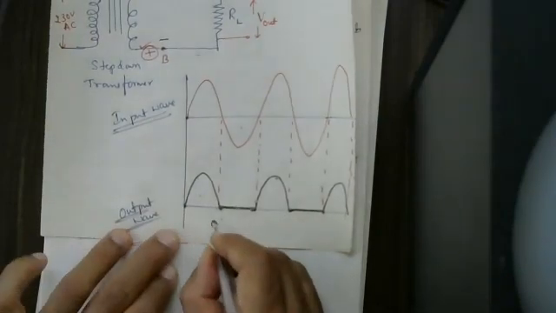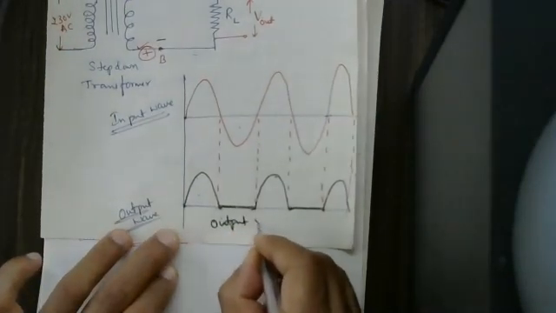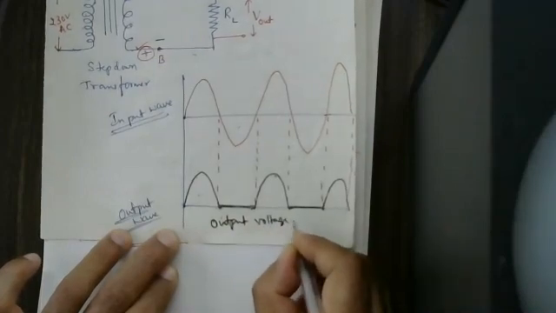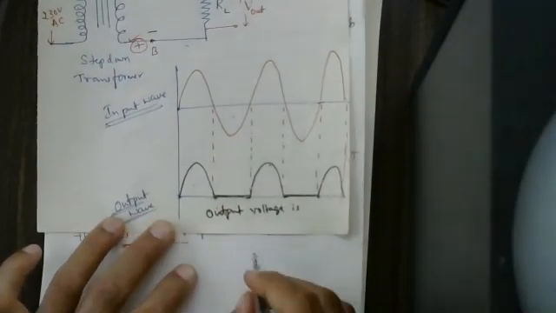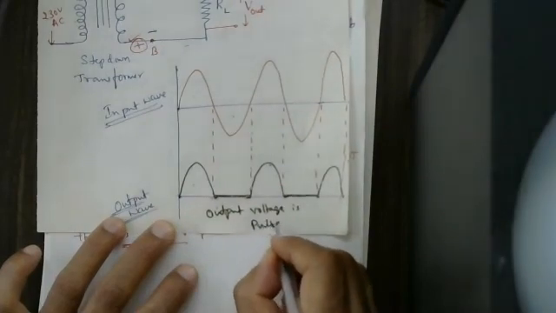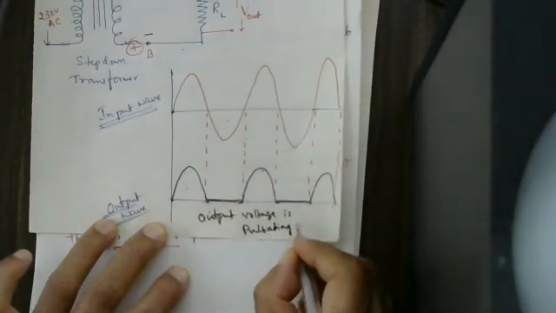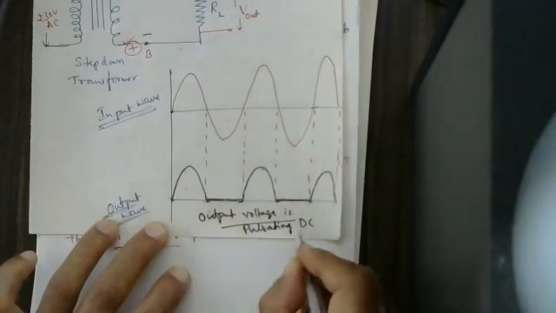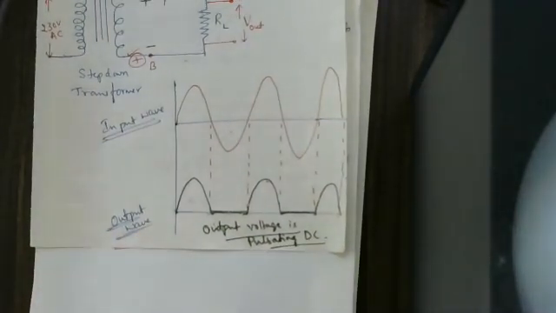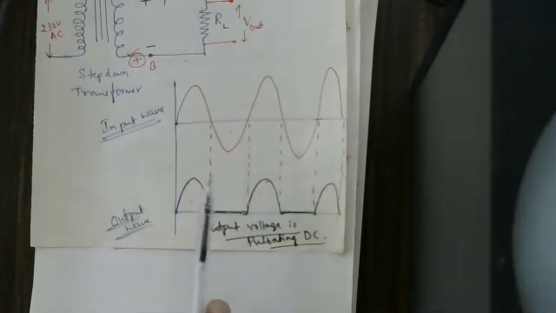This output voltage is called by the name pulsating DC. One mark question in one of the CET examinations, they ask this: what is the output of a half-wave rectifier? The output of the half-wave rectifier is not a continuous DC. It is called the pulsating DC.